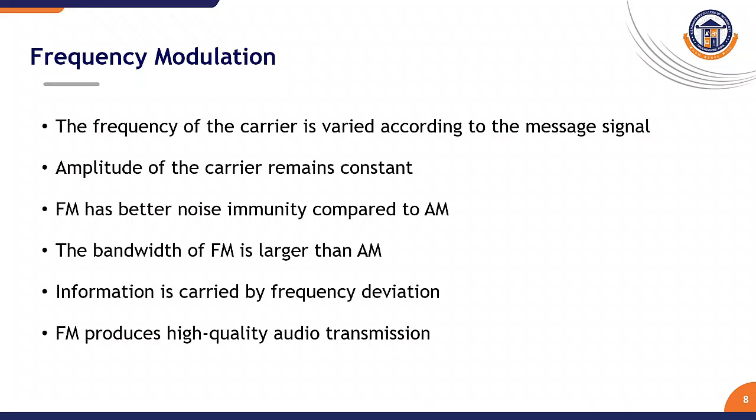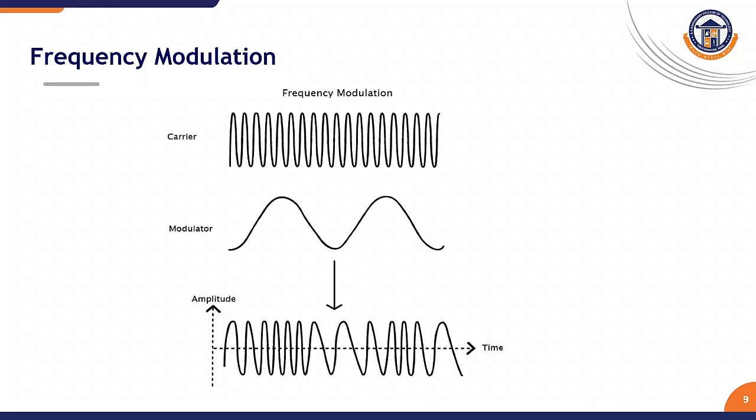When we see the waveform of the frequency modulated signal, the frequency of the carrier signal changes according to the amplitude of the message signal. Here the amplitude of the carrier remains constant. When the message signal amplitude increases, the carrier frequency increases, which results in closely spaced carrier cycles, as we see in the third waveform. So the frequency of the signal is varied in accordance with the amplitude of the message signal.